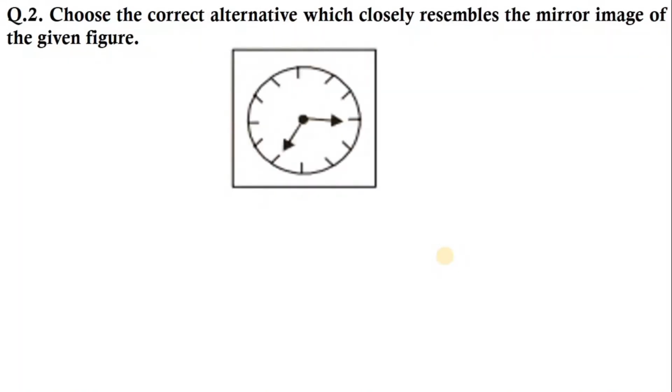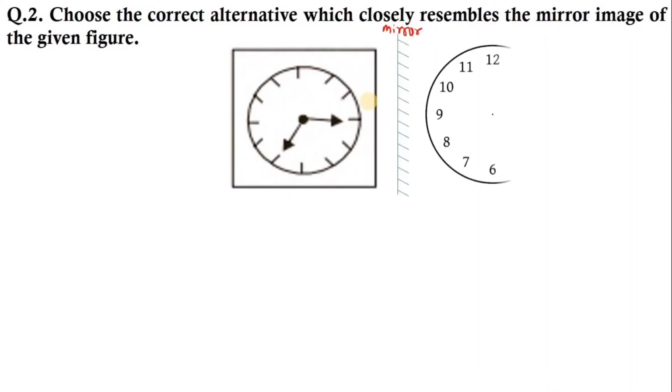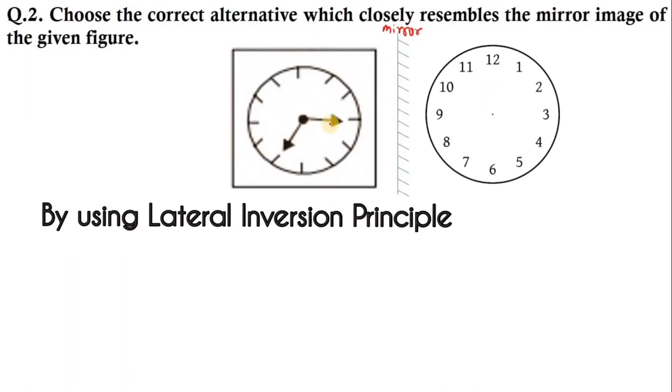So here is the reflected image. When we place the mirror aside, this is our mirror, and while looking at the mirror, we see how the reflected image resembles the original. You can see here this is the hour hand and this is the minute hand. It is showing 3, so opposite to that, with this reference line, it will show 9. So this is our hour.